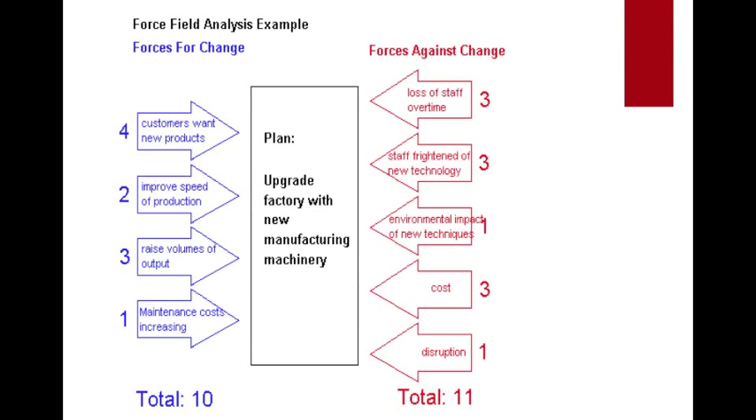That will certainly help. In terms of forces against, well, perhaps with the more efficient piece of equipment, you may lose overtime, and some staff may not like that. Some staff might not be too cool on the new technology. There might be some environmental impacts. There could be some cost issues and some disruption in terms of your current production. So when you look at these forces, you see 11, they're given weights, and we have 10 versus 11.